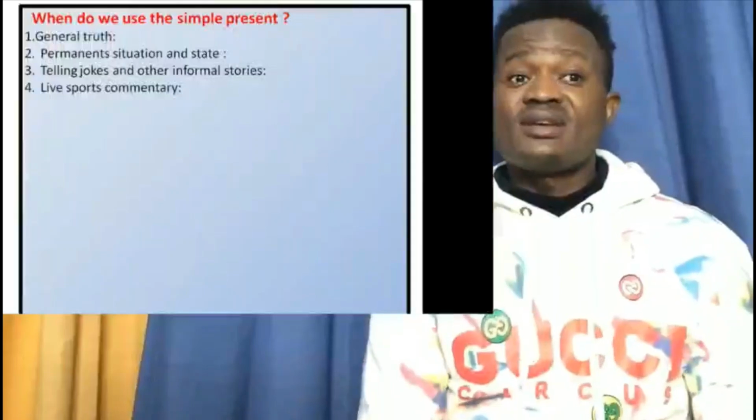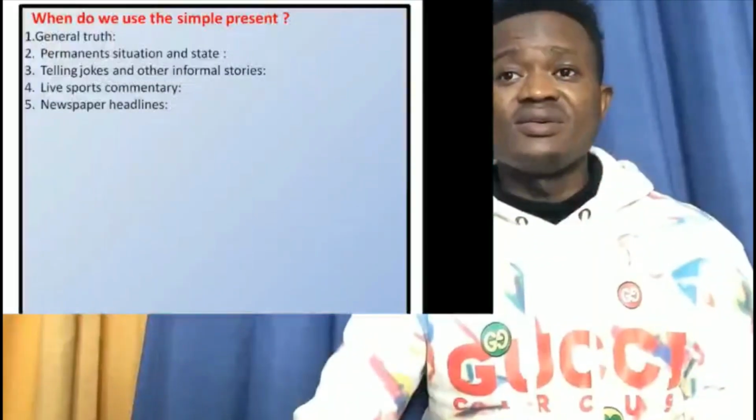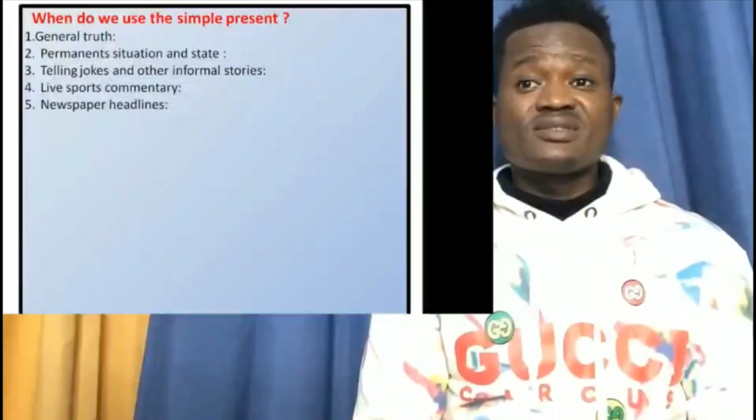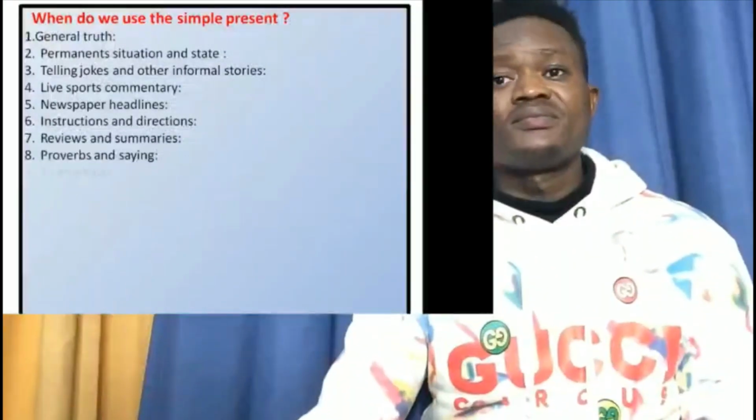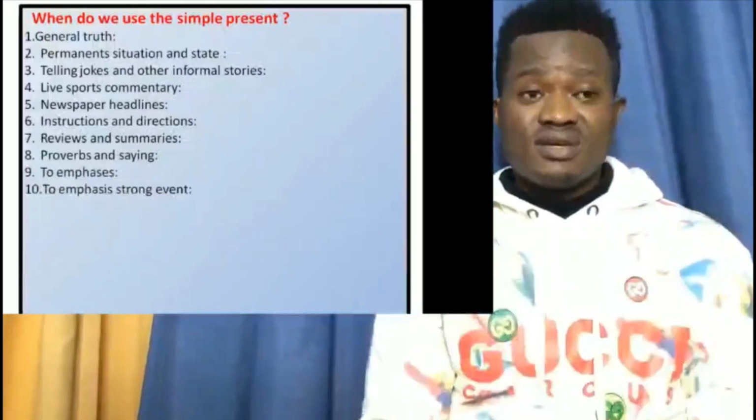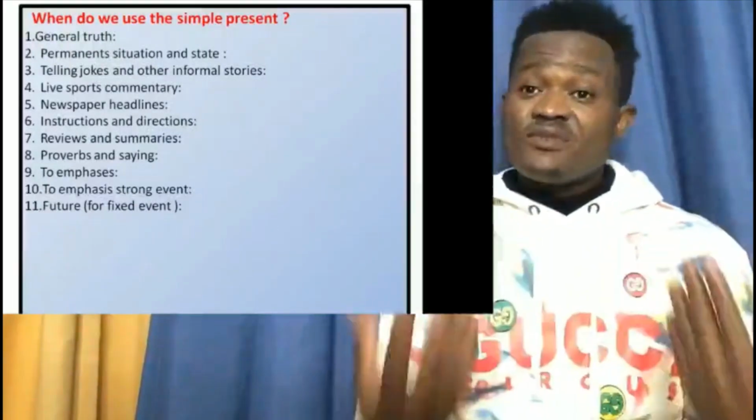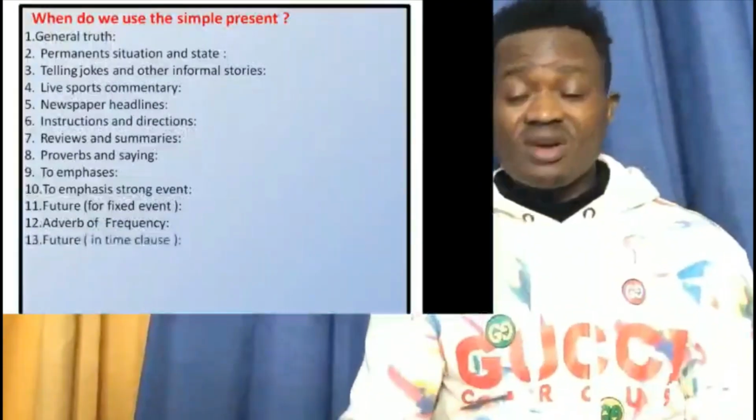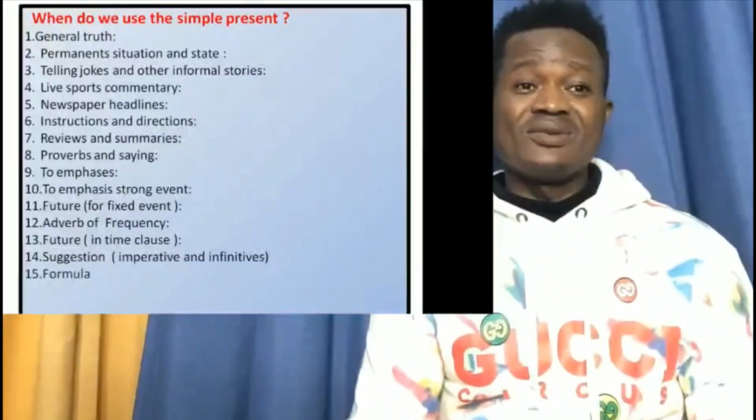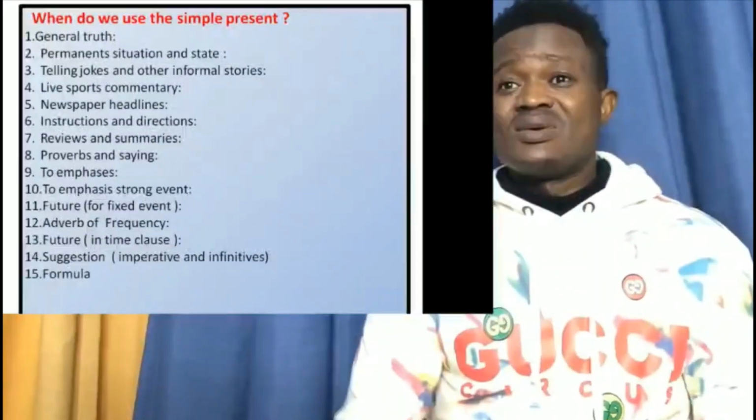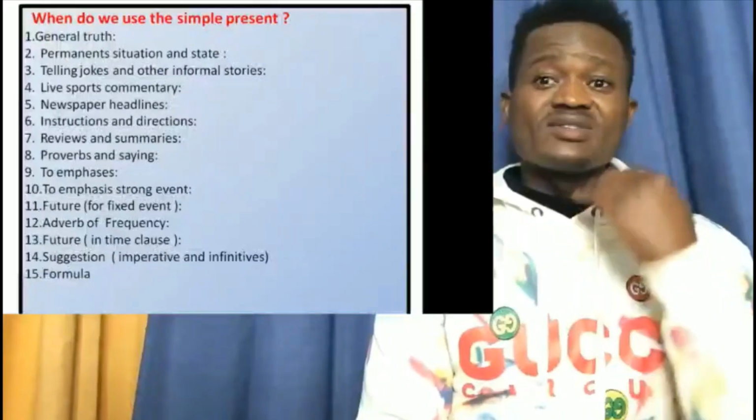Newspaper headlines: we use present simple in newspaper headlines. Instructions and directions, reviews and summaries, proverbs and sayings, emphasizing strong feelings, future for fixed events, adverbs of frequency, future in time clauses, suggestions, imperatives and infinitives. We use present simple here. So when do we use the present simple? We use it in all these ways, from 1 to 14.